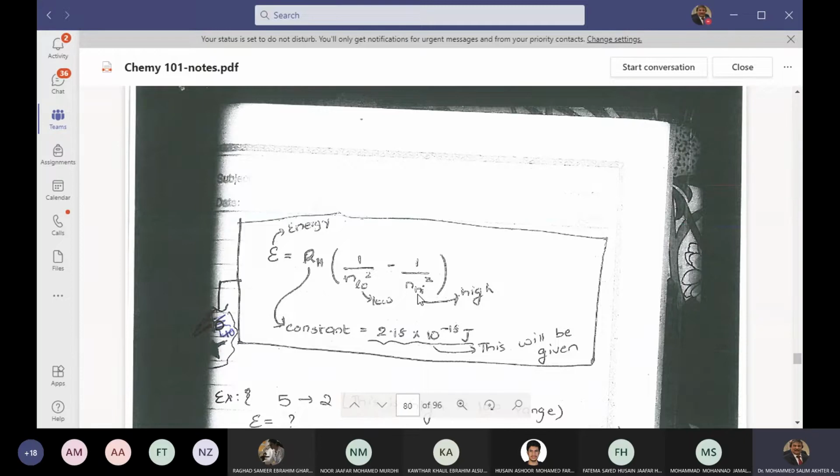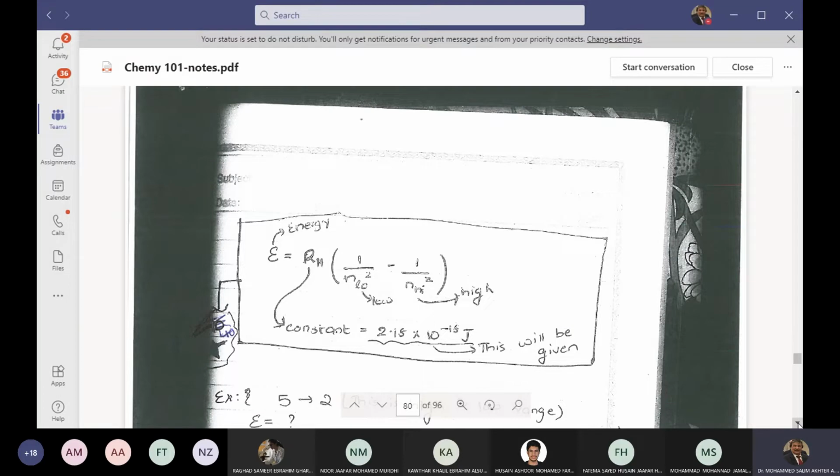So if it is high to low, and if n low is 1, Lyman series, if n low is 2, Balmer series, if n low is 3, Paschen series. This is the equation. You can calculate lambda, energy or frequency for any radiation.